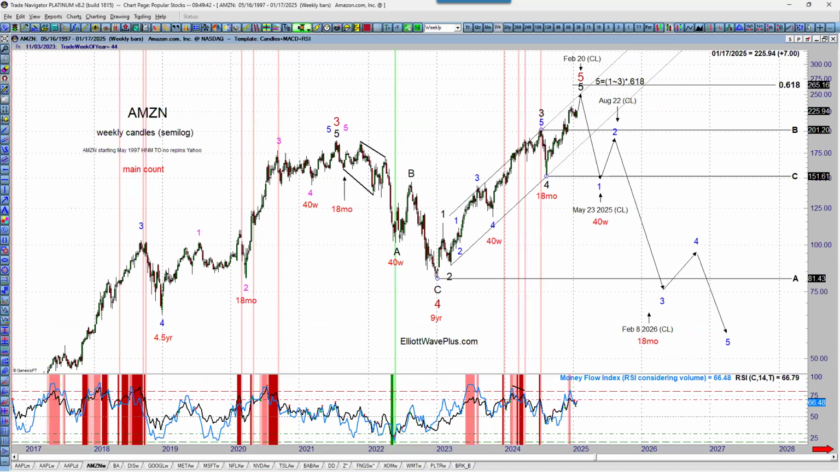Almost all of these wave counts are going to be identical to last week. Looking at Amazon, I don't think Amazon has peaked yet. I think it will move to the upside and make new all-time highs by the time we get into mid-February, and put in a major peak at that juncture.